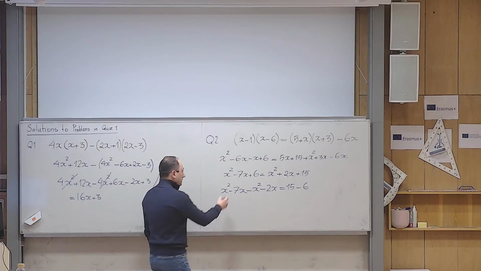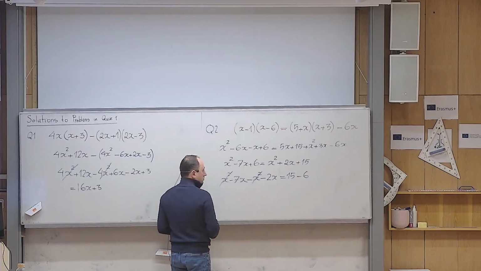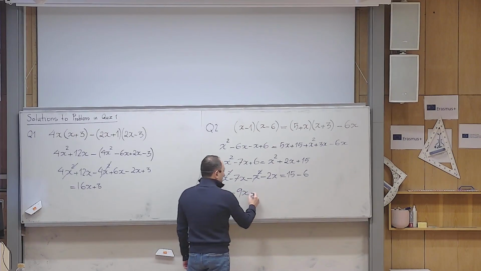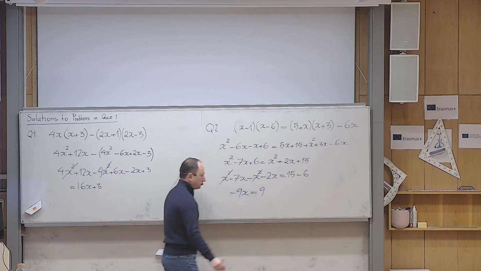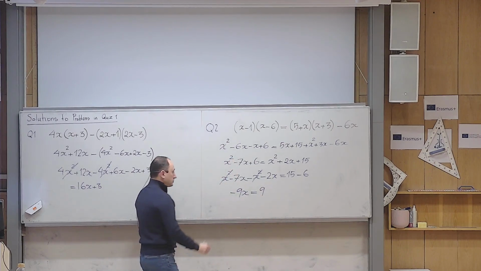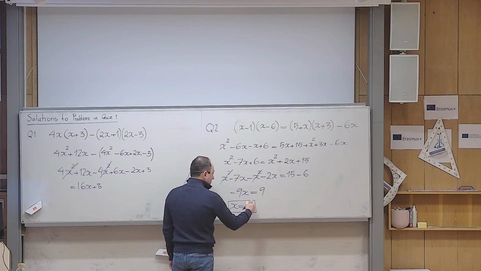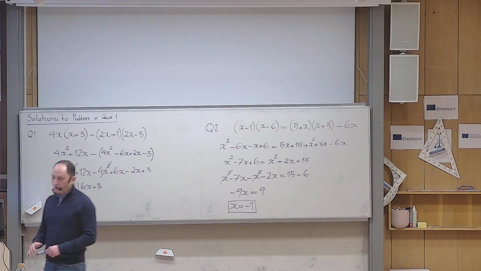Yes? And then this x squared and that x squared are cancelled, so it becomes minus 7x minus 2x, which is minus 9x. On the right-hand side, what do I have? 15 minus 6 is. Then I want to find x. I divide by minus 9. 9 over minus 1 is? Minus 1. The only thing that you have to type is just minus 1 in that box. Yes? So it was not hard.